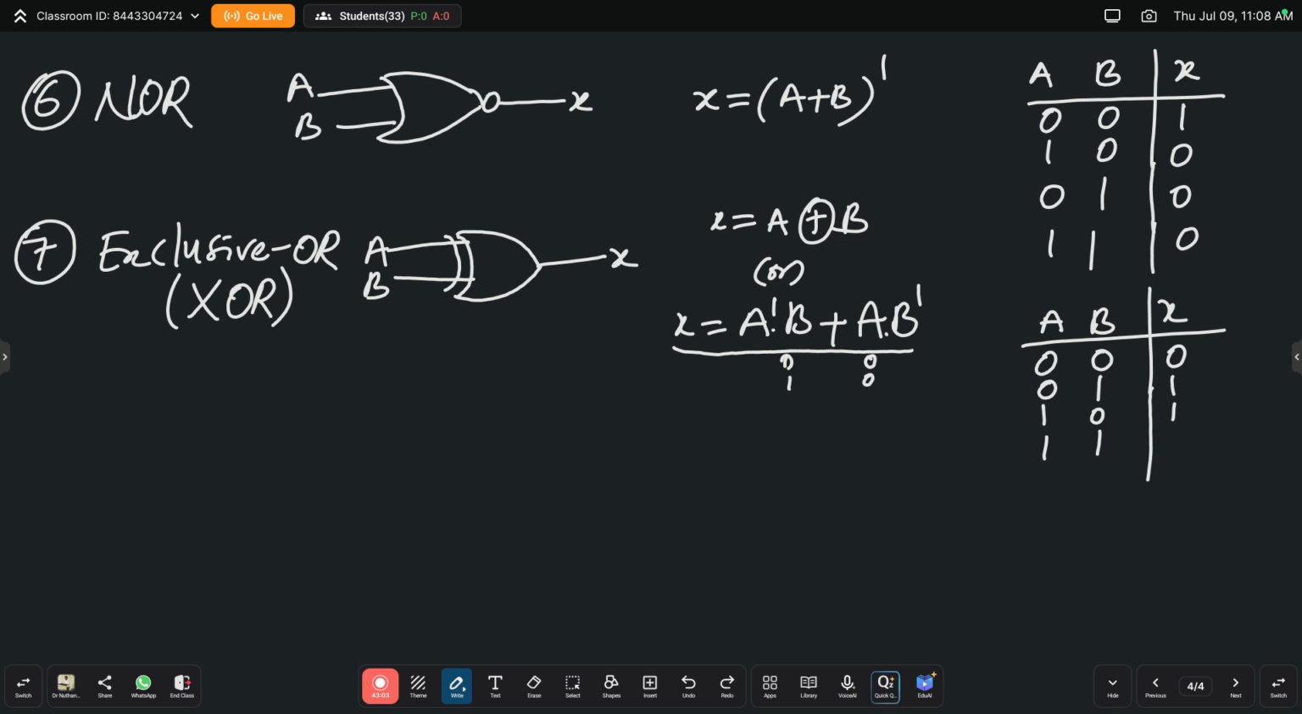Then 1 means yes or no? Check, if any big doubt. A dash 0, B 1, 0 1 0. A 1, B dash 0, 0 1 0, 0 or 0 0.